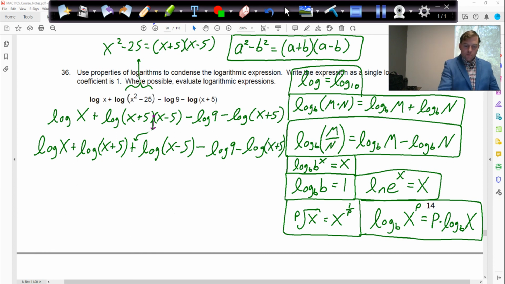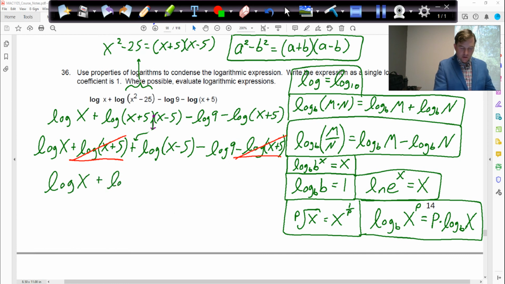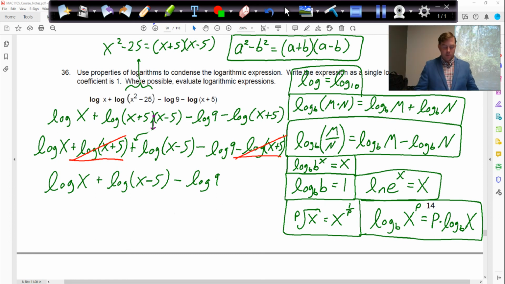And what we're going to hopefully notice is we have a plus log x plus 5 and we have a minus log x plus 5. They have the same argument, the exact same log, same base. One's plus, one's minus. They're going to cancel each other. So this whole term will cancel with this whole term. And we're going to get log x plus log x minus 5 minus log 9. So we can eliminate two terms if we do that, which is going to make it a lot easier.